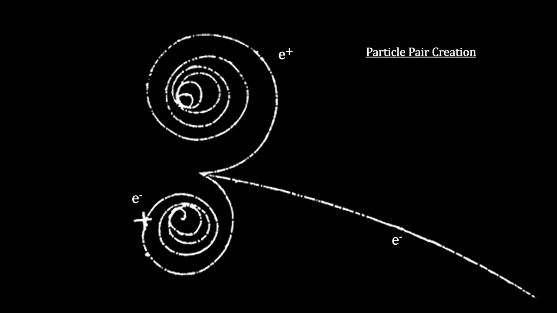Here's an event in a cloud chamber that shows the creation of a pair of particles, one electron and one positron. This event was the conversion of a high-energy gamma ray that kicked an electron out of an atom and was itself converted into two particles. The gamma ray photon does not show up in the cloud chamber because it has no charge.